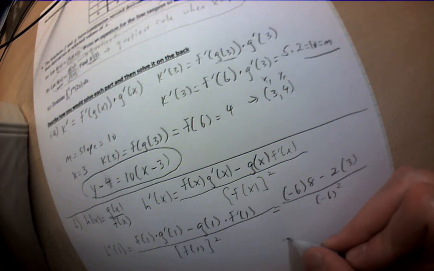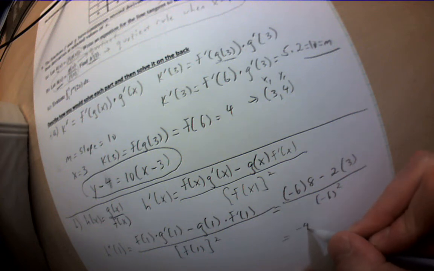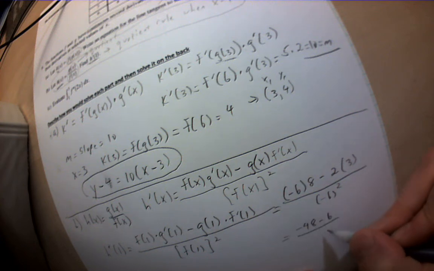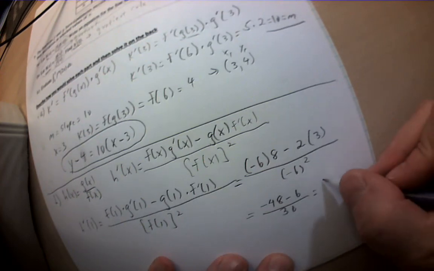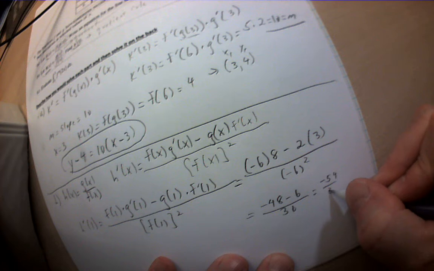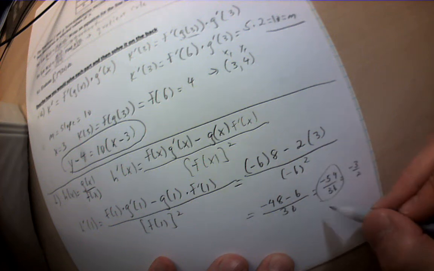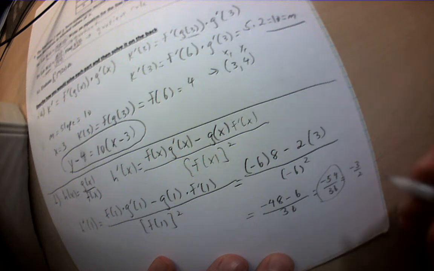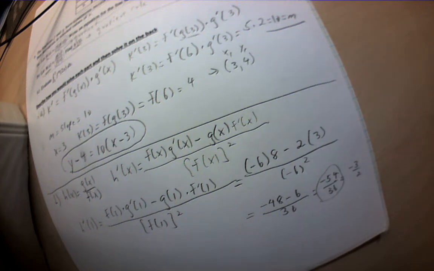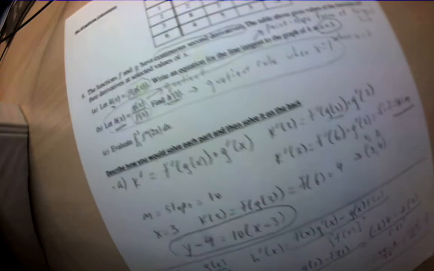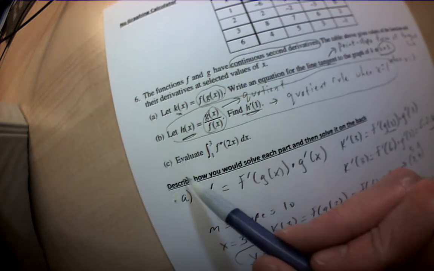So if you do that, you get negative 48 minus 6 over 36, which is negative 54 over 36, which is negative 3/2. Guys, I would leave it like that. I wouldn't reduce the fraction, because if you reduce it wrong, you're going to lose points. So that's B.